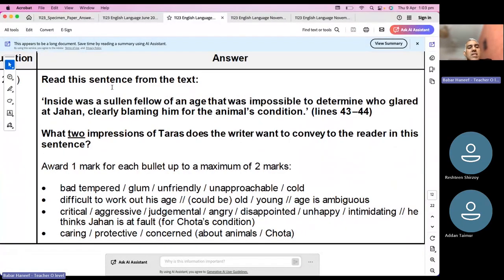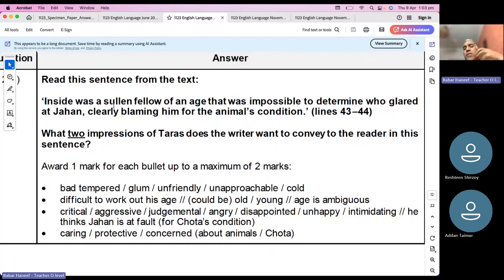Now read this sentence from the text. Inside was a sullen fellow of an age that was impossible to determine who glared at Jahan, clearly blaming him for the animal's condition. Inside was a sullen fellow of an age that was impossible to determine who glared at Jahan, clearly blaming him for the animal's condition. Sullen fellow. Inside was a sullen fellow of an age that was impossible to determine who glared at Jahan.